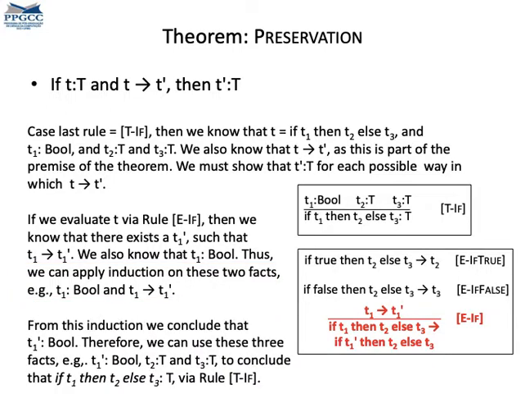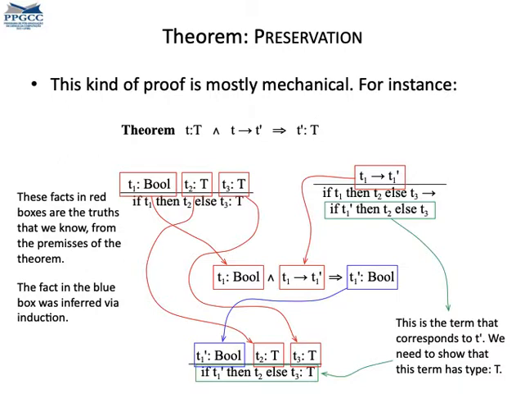So we know that t1' has type bool. We know that t2 has type T and that t3 has type T. We can reuse the rule if to type check the new if-then-else using t1' instead of t1. That's all a matter of plugging the right facts in the right places.